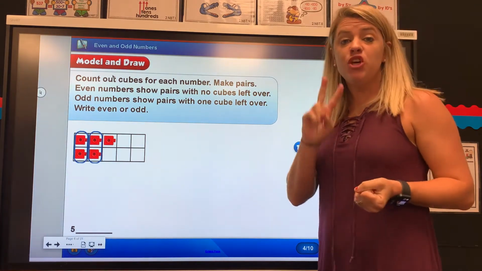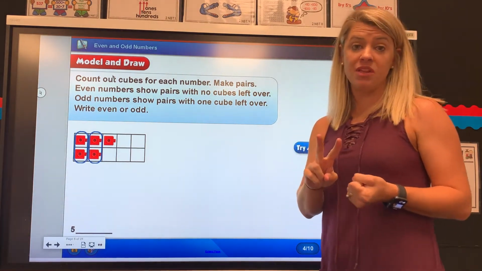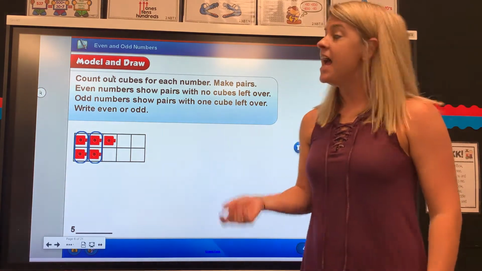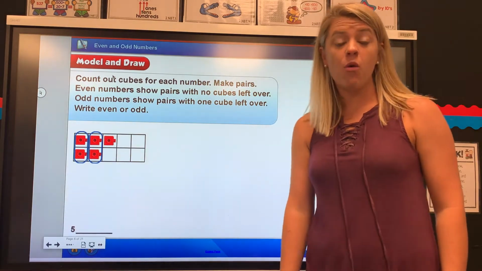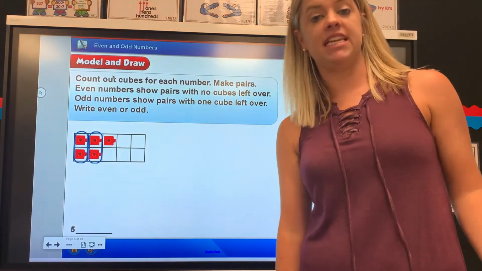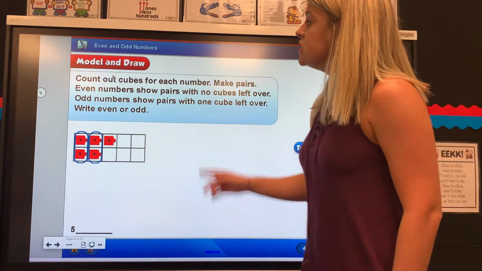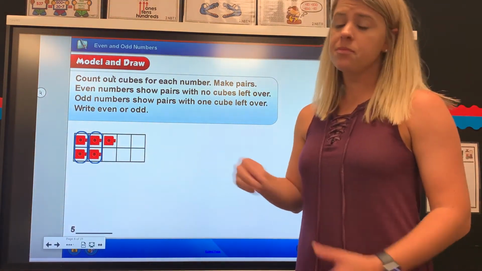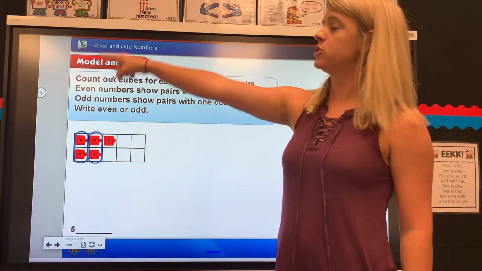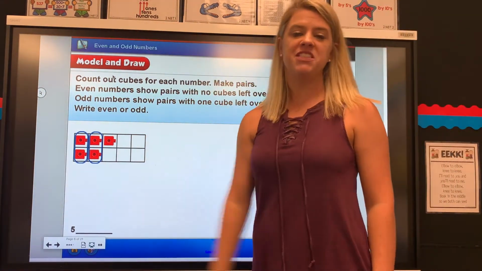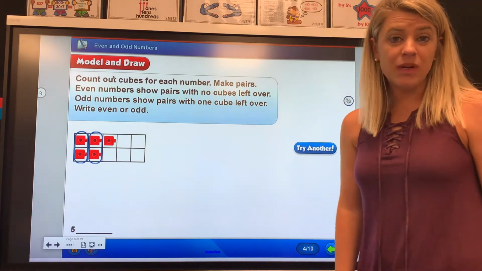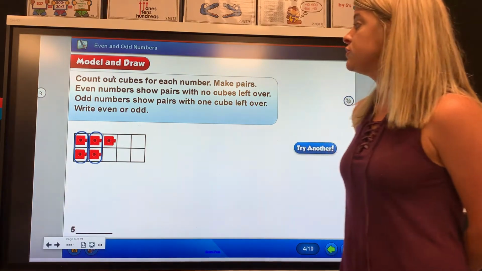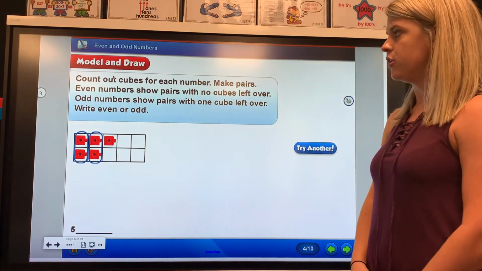So, we have two important vocabulary words that go along with today's lesson. The first one is even, the second one is odd. And this is going to help us figure out what does an even number mean and what does an odd number mean. All right? So, you need to be on page 14 in your book, and you will see a circle-ish shape at the top that says model and draw. Let's read that together, okay? In this exercise, we will count out cubes for each number and make pairs.